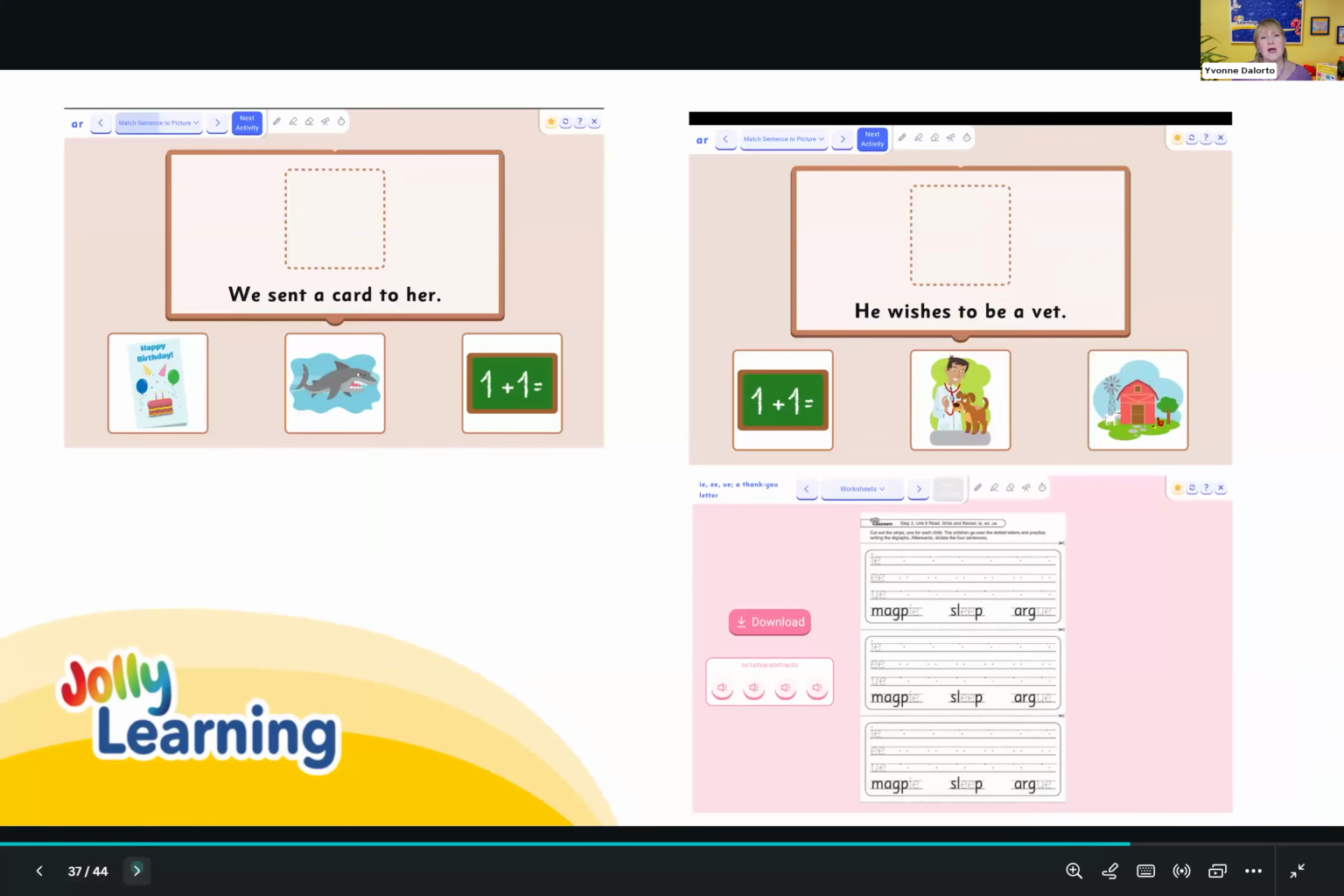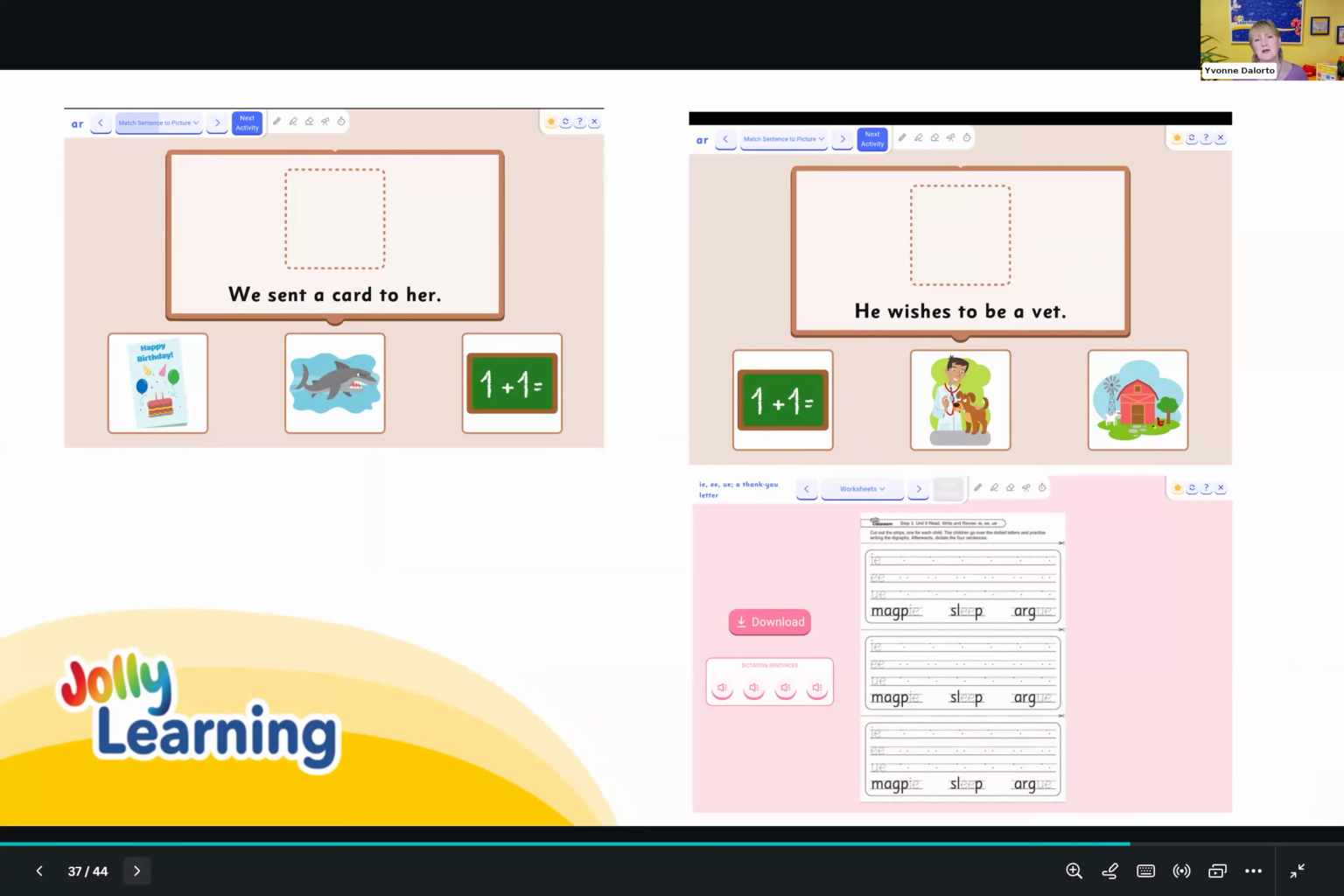And then looking at how we are getting children to use their knowledge. I've taken some examples from Jolly Classroom, and you can see we have some really simple sentences. We sent a card to her. What I could do is ask several questions here. I could ask children about the tricky words. I could ask them to tell me how many sounds are in the word send.